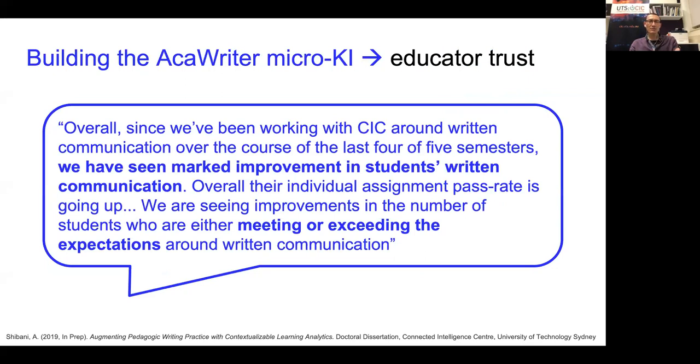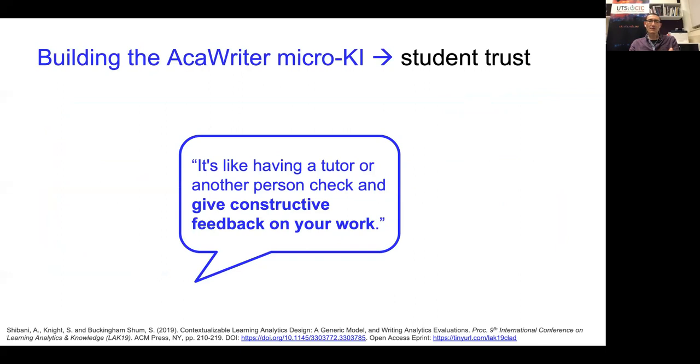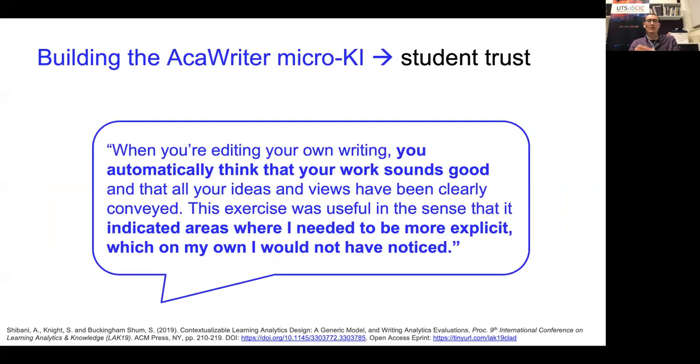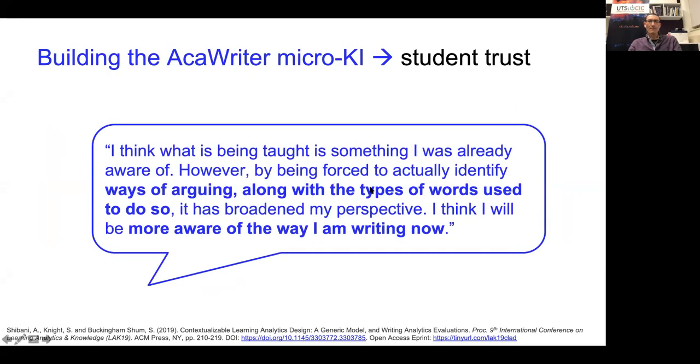We're building educator trust in this. There's a quote here about the improvements they're seeing in students' writing. We're building student trust. Ultimately, the students won't use this if they don't find that it's useful. Okay, so it's like having a tutor or another person give constructive feedback. You know, when you're editing your own writing, you automatically think your work sounds good. But this tool indicated areas where I needed to be more explicit, which I would not have noticed otherwise. By being forced to actually identify ways of arguing, along with the types of words used, I'm maybe more aware of the way I'm writing now.